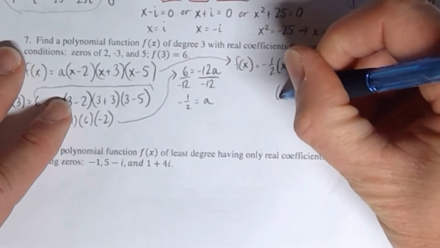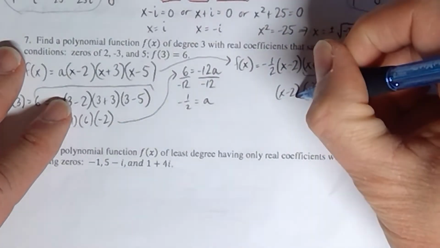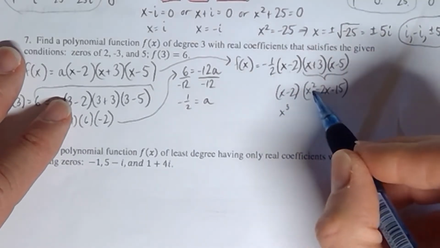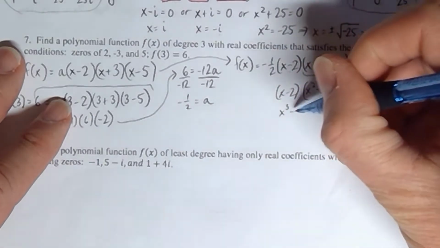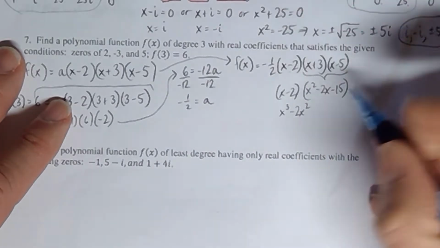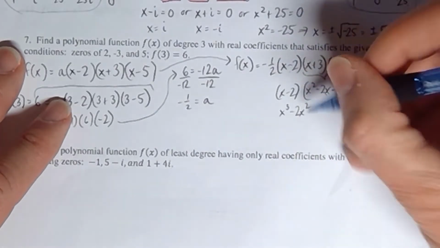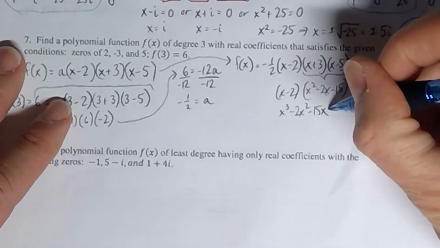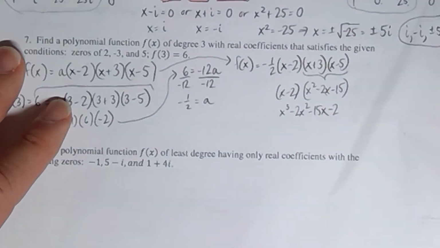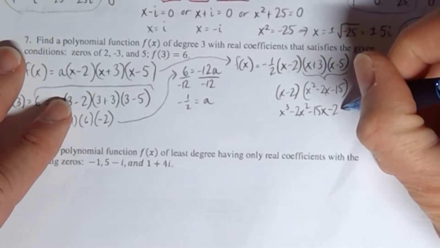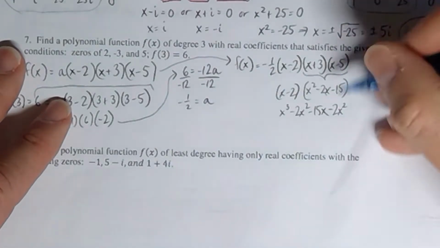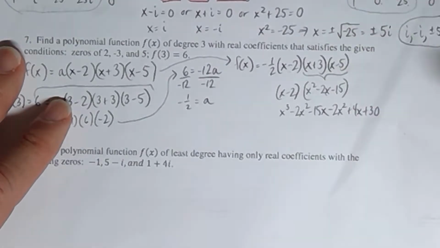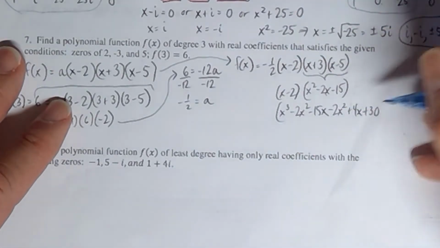And then I need to multiply that by the x minus 2. I'm going to distribute the x through the second bracket, and I get x to the third minus 2x squared minus 15x. And then I distribute the negative through, so the -2 through the same bracket, and I get negative 2x squared plus 4x plus 30.